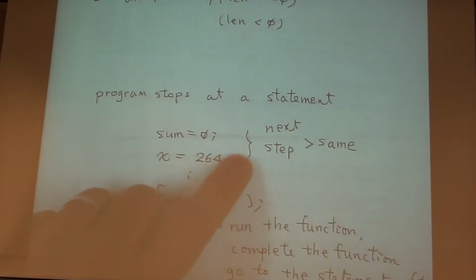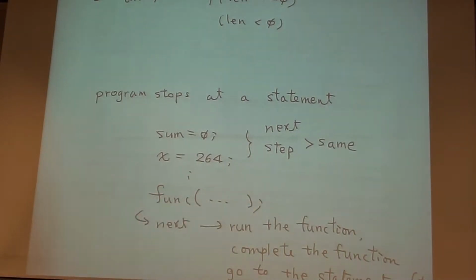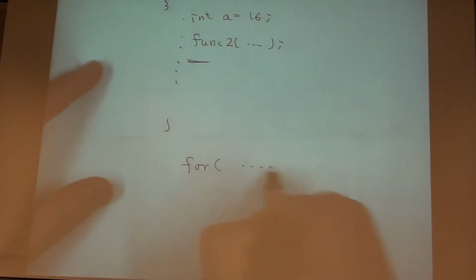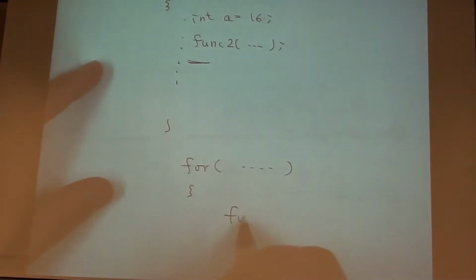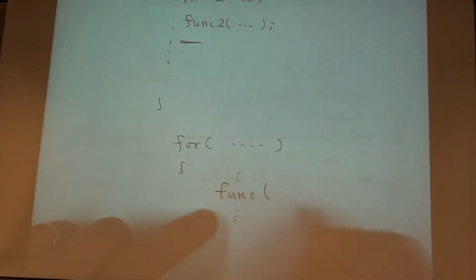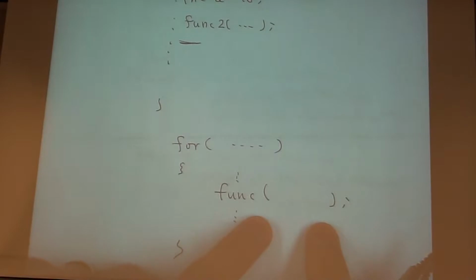If you have a function call inside the loop, let's say you have a function call here. The question is, do you think this function is correct? If you think the function is correct, I will use next. If I'm not sure, I will use step, because step will enter the function. Does that answer your question?